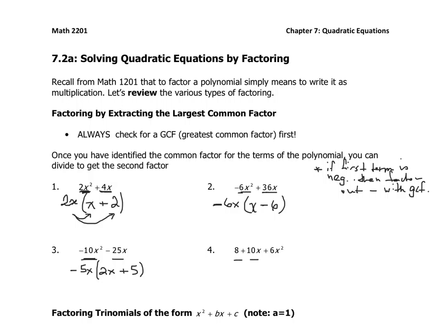The next one, if you look at them, not all of them have x's, so the only greatest common factor of all three of those terms would be the number 2. So 8 divided by 2 is 4, 10x divided by 2 is 5x, and 6x squared divided by 2 leaves you with positive 3x squared.